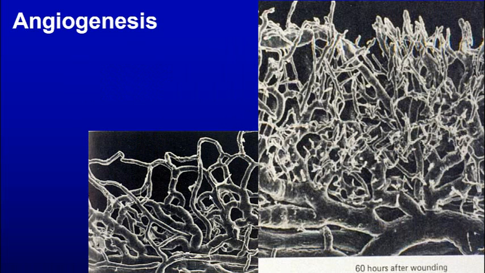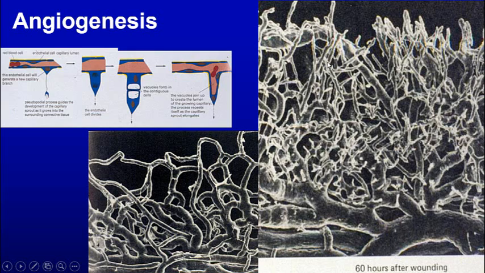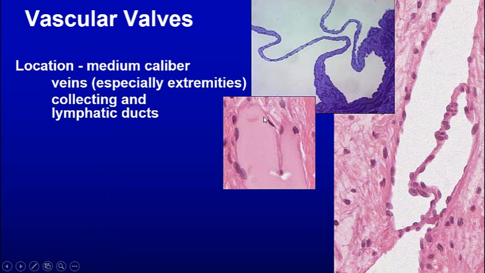Here we see angiogenesis, or the growth of blood vessels. This is 60 hours after wound healing. You've got major vessels here, and you have budding of new vessels as spaces are developed in here, and growth of the projection, and then finally the lumen is continuous, and you start blood flow through and through there.